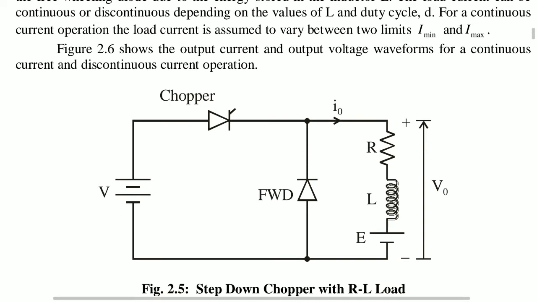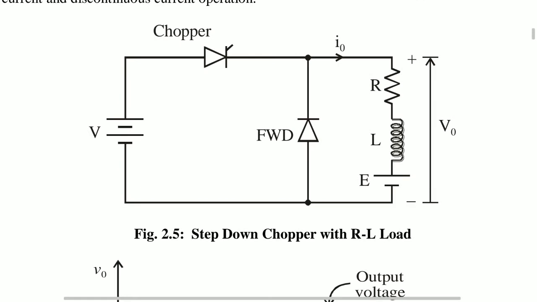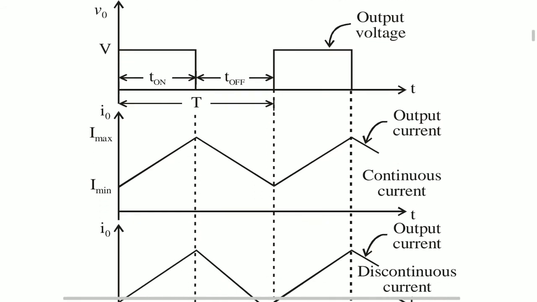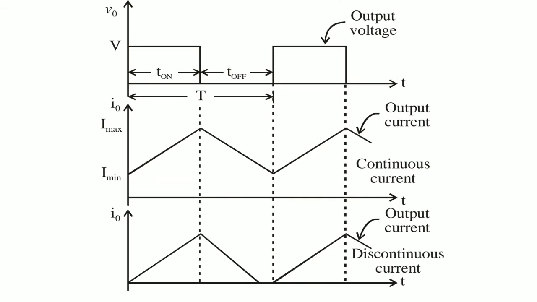So let's move to the step down chopper with RL load and its waveforms. These are the waveforms of the step down chopper, with RL load connected at the load side. The first waveform shows the output voltage V0. During the T on period, when the chopper or the SCR is on, the load is subjected to the input voltage, that is VDC. That means the output voltage will appear across the load.